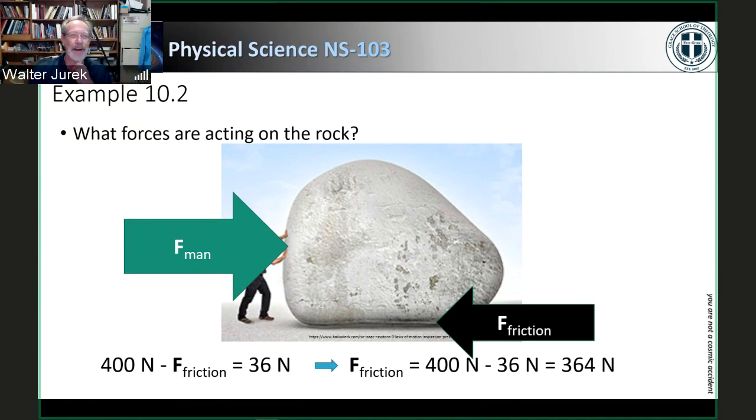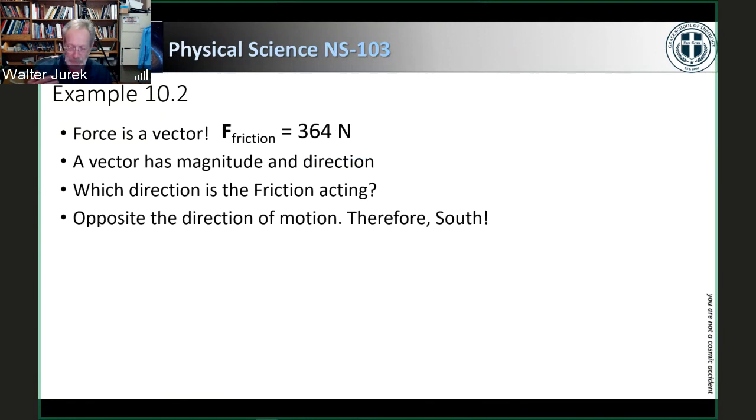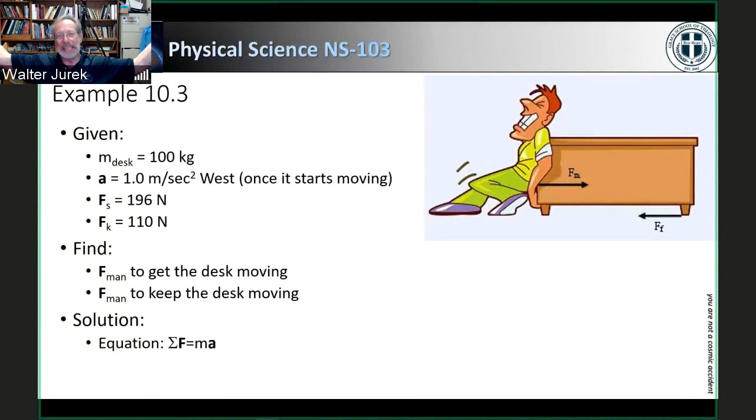Okay. All righty. Well, again, force like acceleration is a vector, so we got a number. We have to give it a direction. And we already figured out since we're pushing north and friction opposes motion, so the friction is acting south.